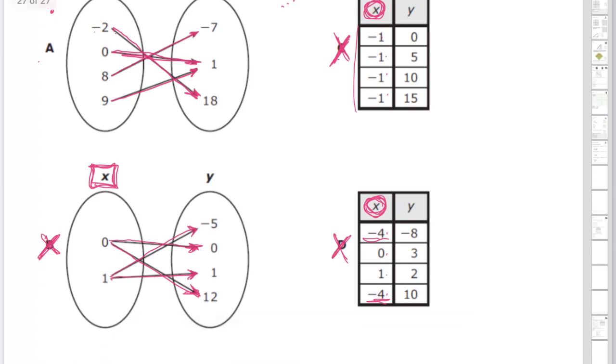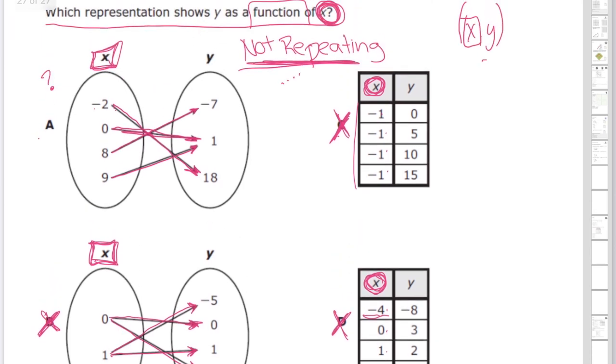So that means I'm going to go back to my first answer choice, which was A, and I see that A is not repeating, so A is my answer.